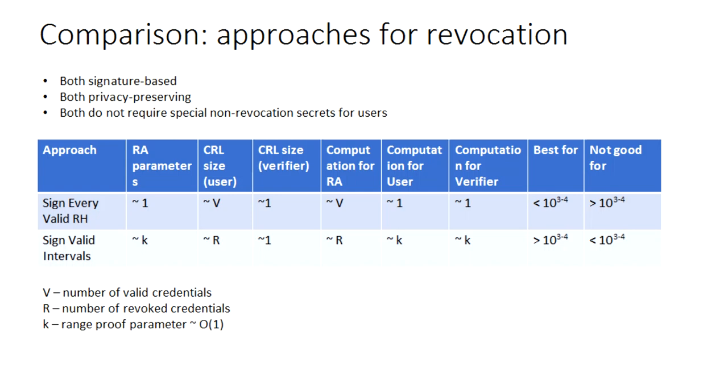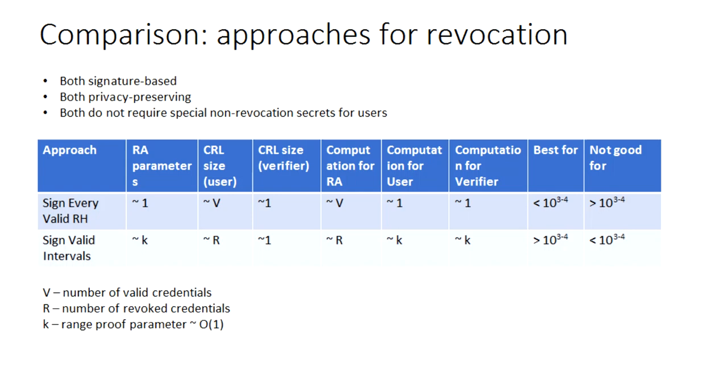Basically, now this is a comparison of both approaches. Both are signature-based, both preserve privacy, and both don't require special secrets that users need to keep, like accumulator-based approaches. But the range proof required by the second approach makes the parameters of the array a bit bigger than just a very small number.